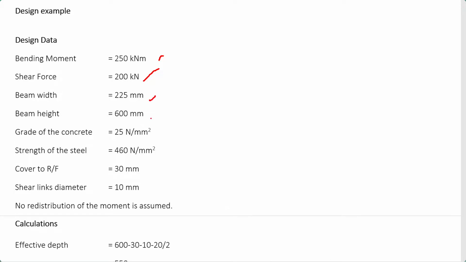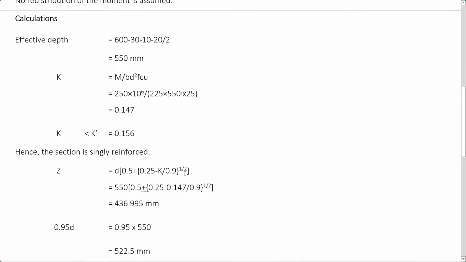Beam width 225 mm, beam height 600 mm, concrete grade or characteristic strength of the concrete 25 N/mm squared, strength of the steel 460 N/mm squared, cover to the reinforcement 30 mm, shear link diameter 10 mm. And we also assume here that no redistribution is done, because if you do redistribution, some adjustments are required. Let's see how we can do the calculations.